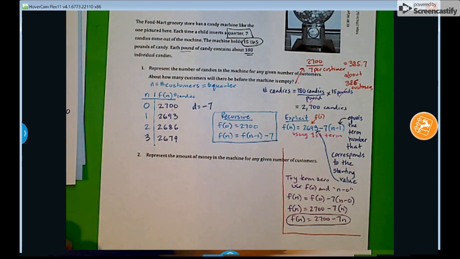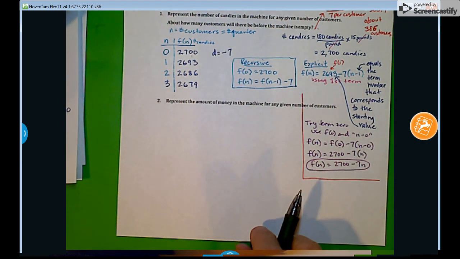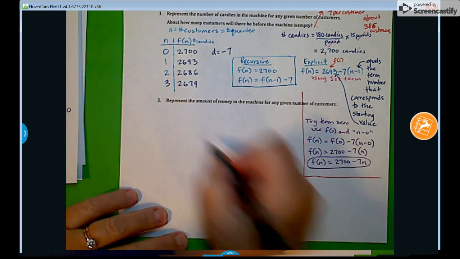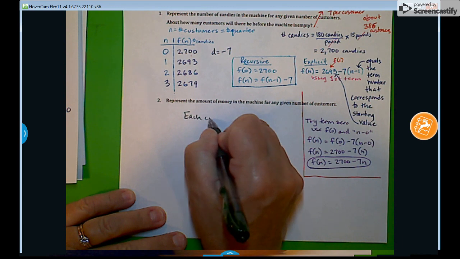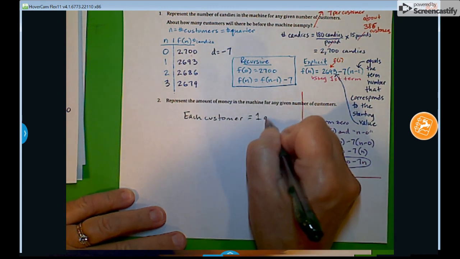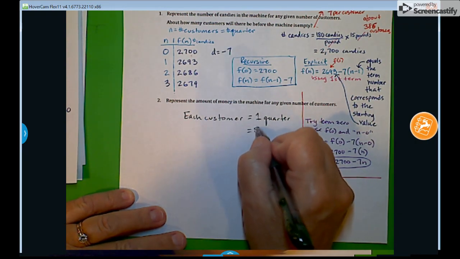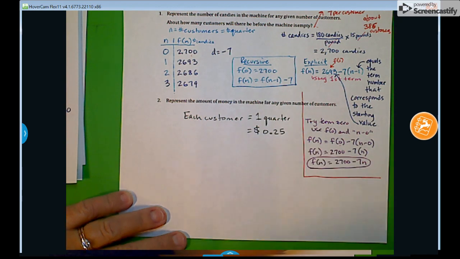All right, next question is, represent the amount of money in the machine for any given number of customers. So let's think about this. Each customer represents 1/4. And if we express that in dollars, it's 0.25, right?